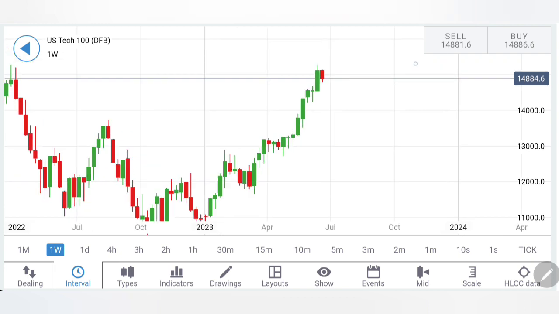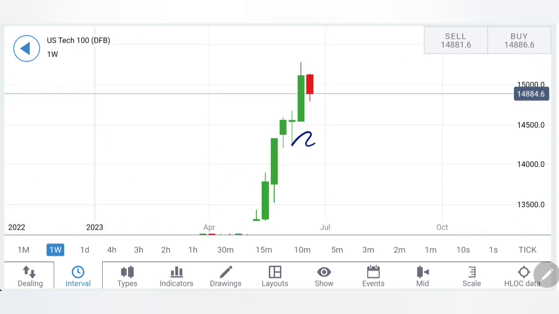Now, second observation here is it has shown the breakout from this zone at around 13,200, and then you can see these last two candles almost forming a double bottom. It has since then rallied. Now, what does this mean? It indicates that 14,500 levels is certainly a very good support for Tech 100.